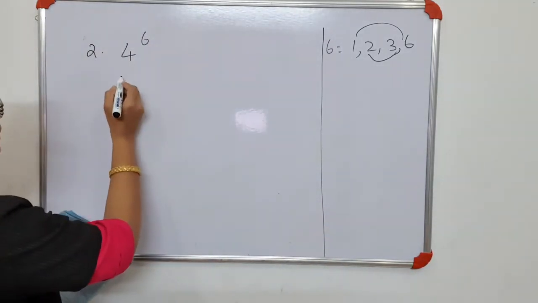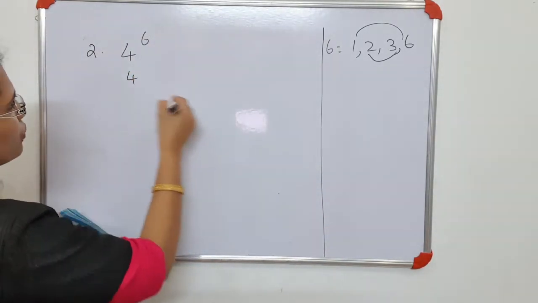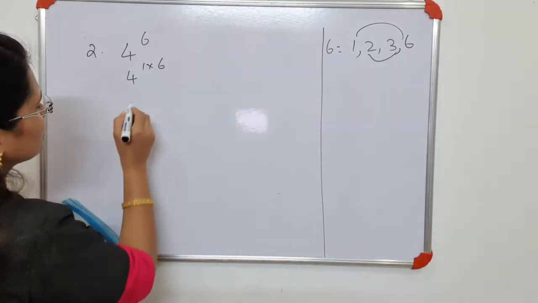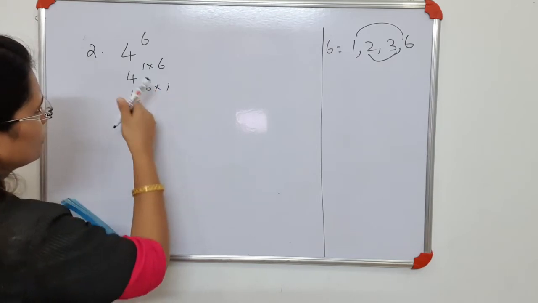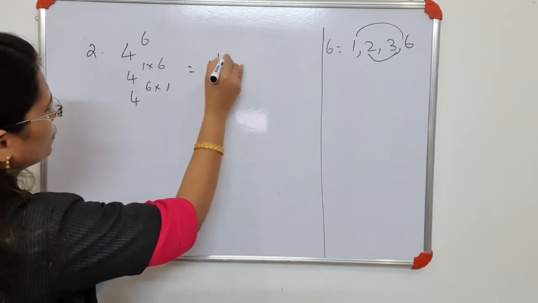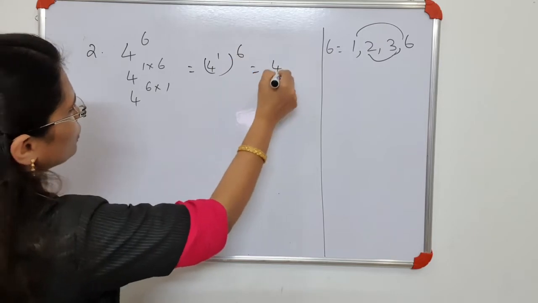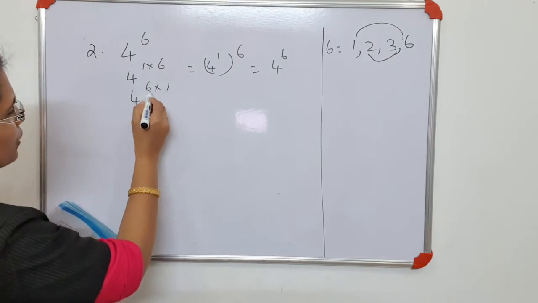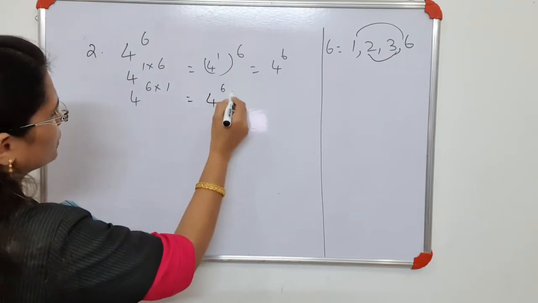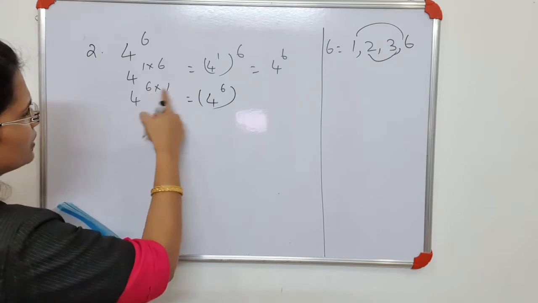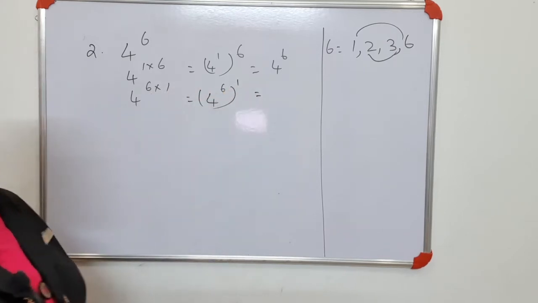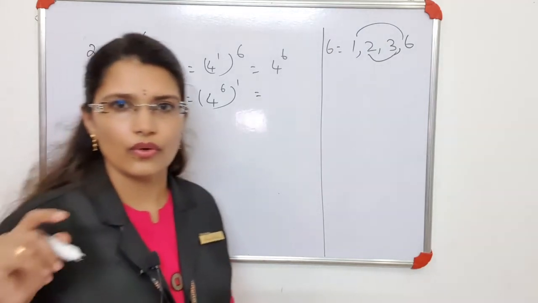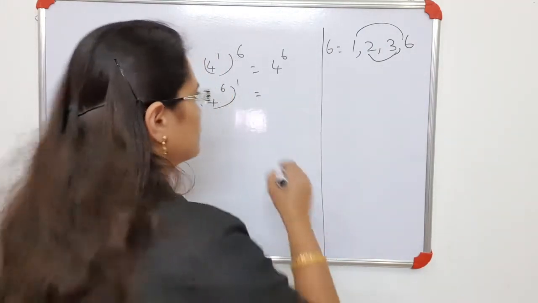So 4 raised to 6, how many ways can we write it? 4 raised to 1 into 6, and 4 raised to 6 into 1, which is 4 raised to 1, whole raised to 6, equal to 4 raised to 6 only. So no need to write this. Then 4 raised to 6 into 1 is 4 raised to 6, write like this, and then whole raised to 1. What is 4 raised to 6, children? It is 4096.